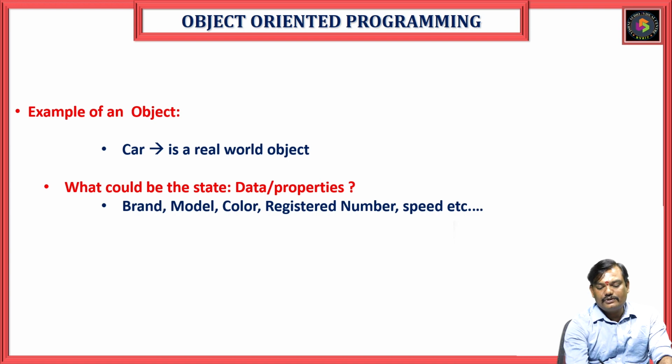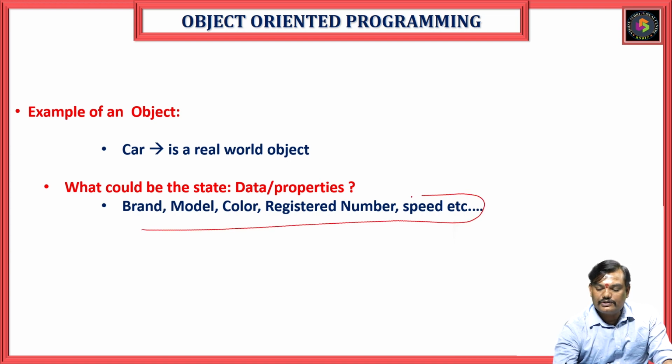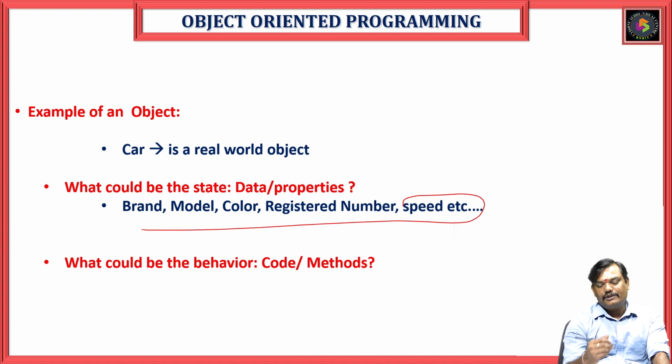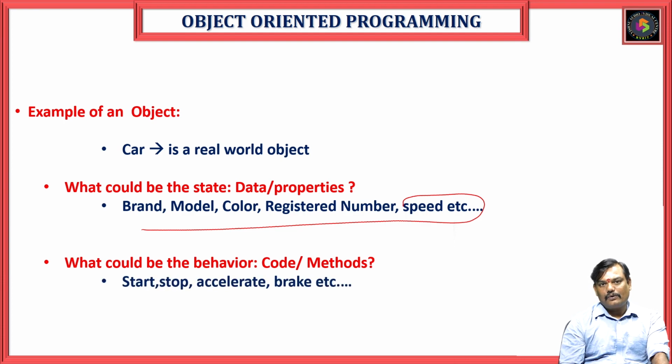What the state does for an object is describe that particular object. Now, what could be the behavior of this car object? When we start, the car will start, the car can stop, the car can accelerate, and we can apply the brake. Based on these things, the behavior of an object will change. I hope you have understood the state and behavior of a car.